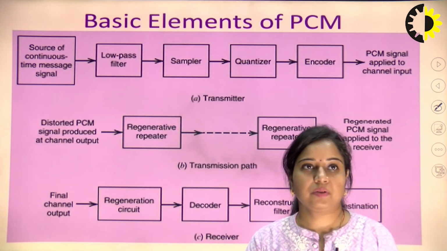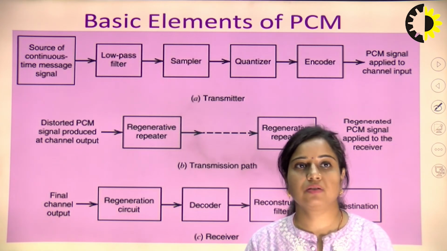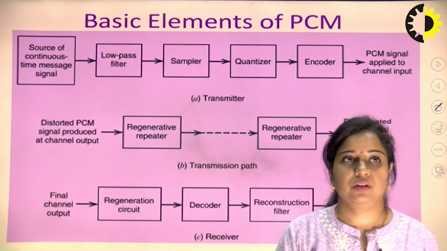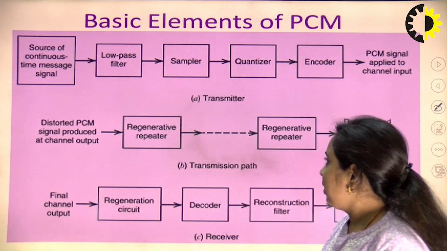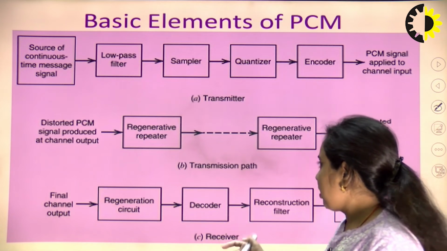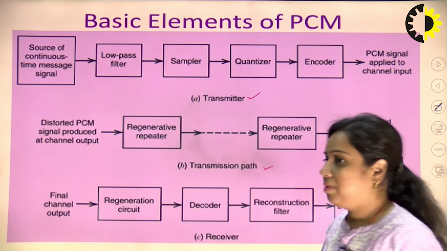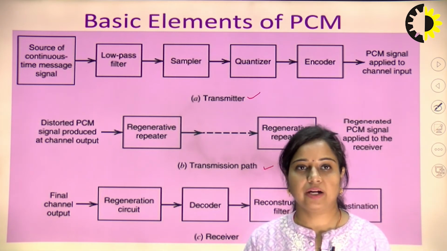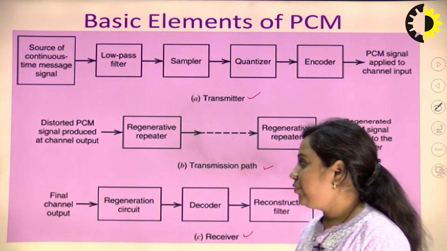Now, next comes the basic elements of a PCM. So, what is PCM? PCM is pulse code modulation. That is a kind of digital modulation technique. It is divided into three different parts: the first one is the transmitter, the second one is the transmission path. The transmission path is nothing but the channel; it can be a wired channel or a wireless channel. The third one is the receiver.